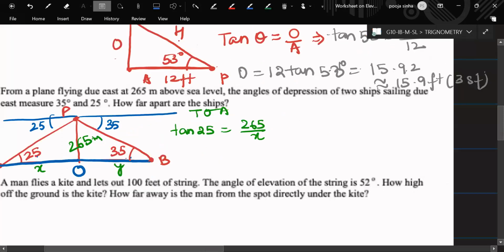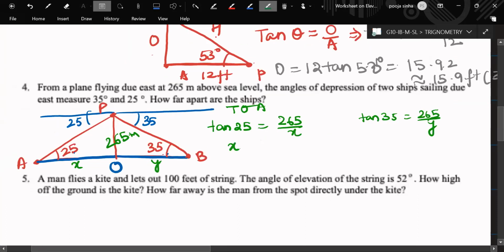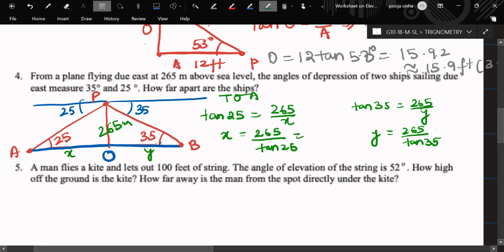And for the other one, it becomes tan 35 equals 265 upon y. So x is equal to 265 upon tan 25, and y will become 265 upon tan 35. Please give me your answers and tell me what is x, what is y, and the final answer of x plus y.